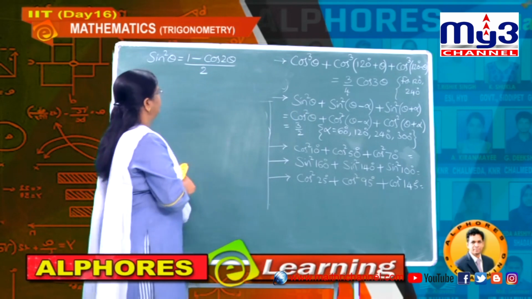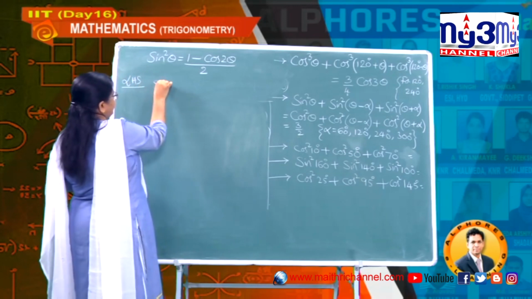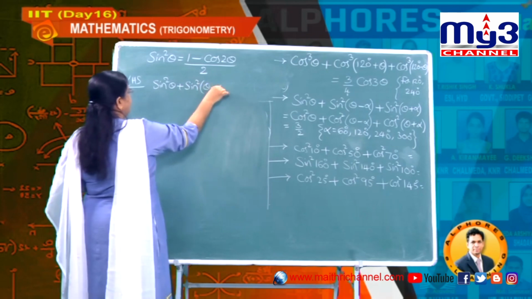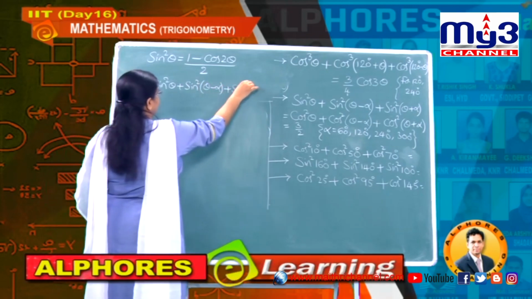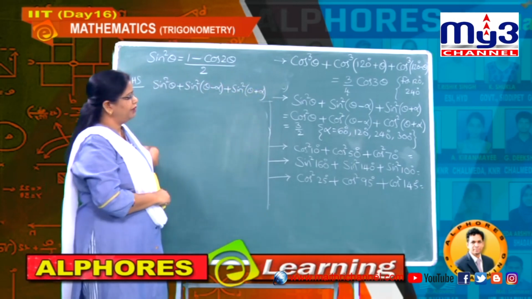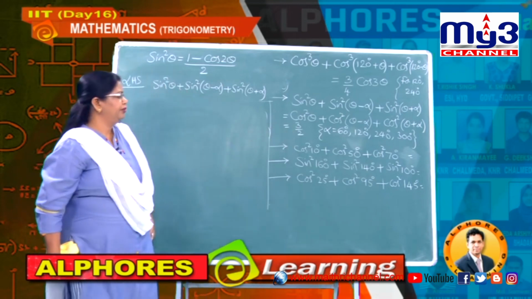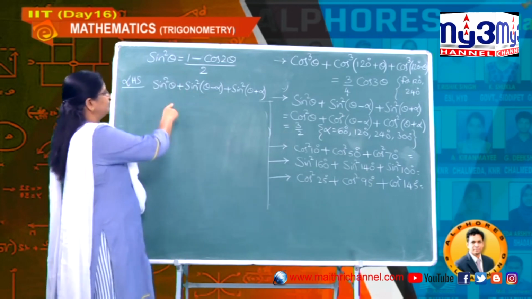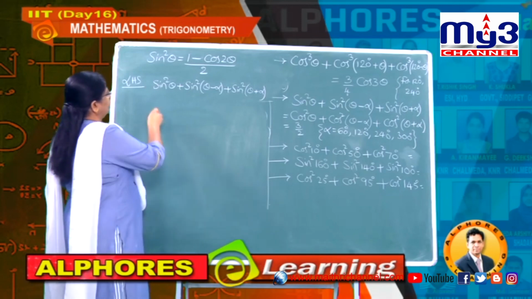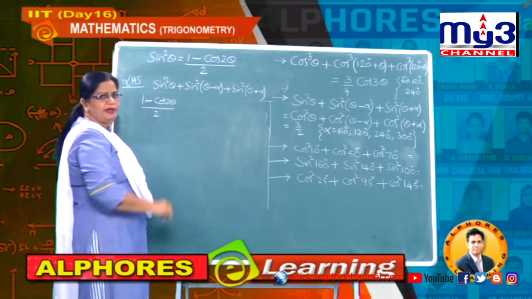Now the first value, LHS, I am taking. What is the LHS, students, here? It is sin square theta plus sin square of theta minus alpha plus sin square of theta plus alpha. This is our left hand side value, and we have to prove that it is nothing but 3 by 2. So that value we have to prove to solve this problem. Now let us make use of the formula, that is 1 minus cos 2 theta divided by 2, right?